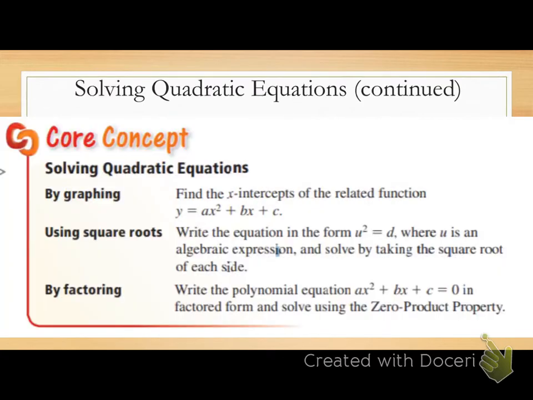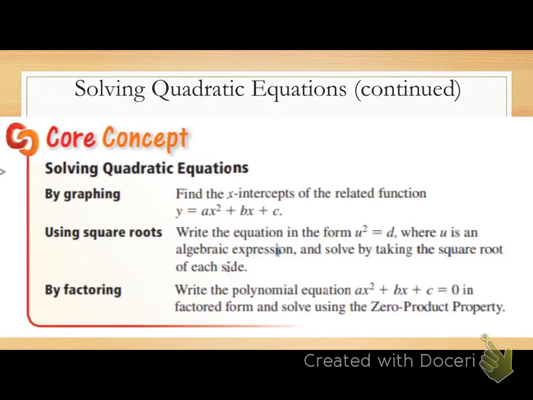Okay, moving on. So here are the 3 methods we're going to look at for solving quadratic equations. We're going to solve by graphing. So, to solve by graphing, we graph the equation, and then we find the x-intercepts of the related function y equals ax squared plus bx plus c.